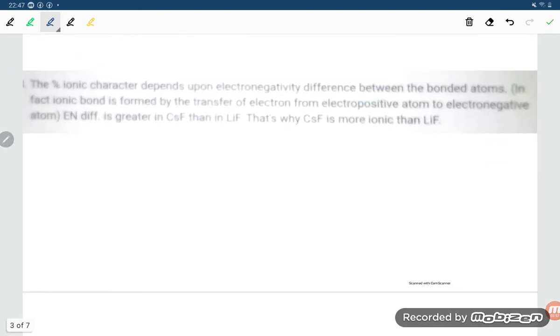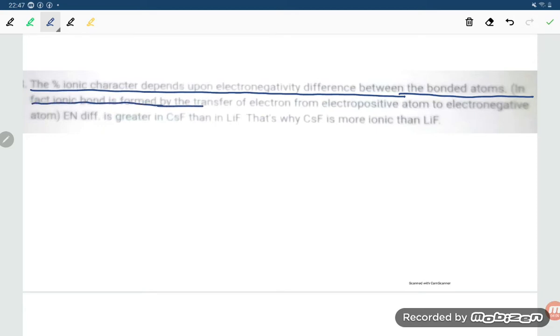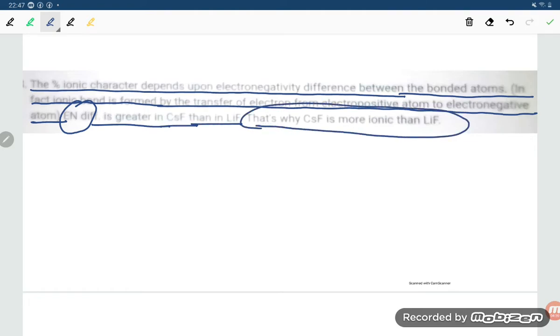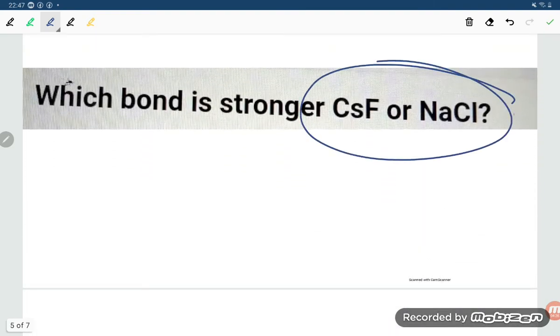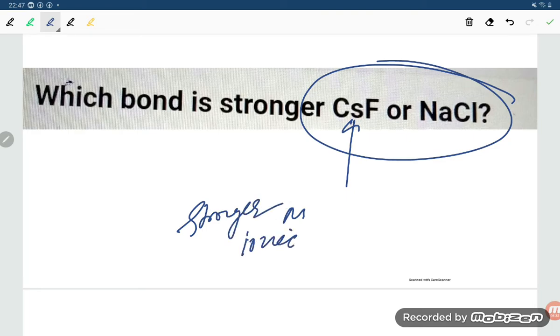Let us see another point for the answer. The ionic character depends upon the electronegativity difference of the bonded atoms. In fact, the ionic bond is formed by the transfer of electron from an electropositive atom to an electronegative atom. Electronegativity difference is greater in CsF than LiF. That is why CsF is more ionic than LiF. Now another comparison, CsF and NaCl. The stronger ionic bond will be in CsF because the electronegativity difference is more.